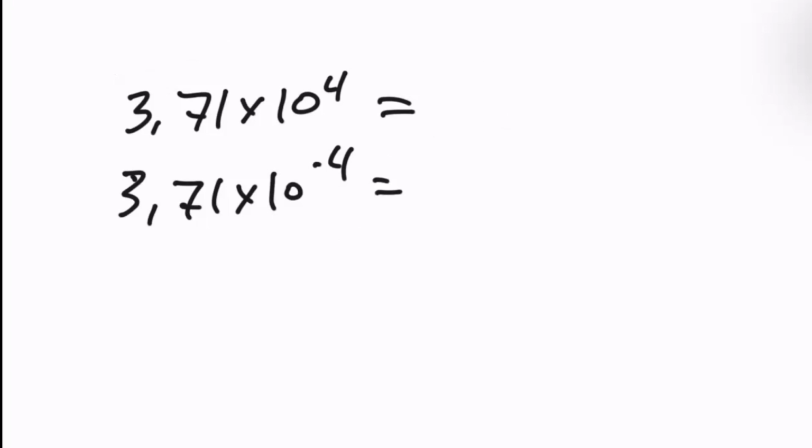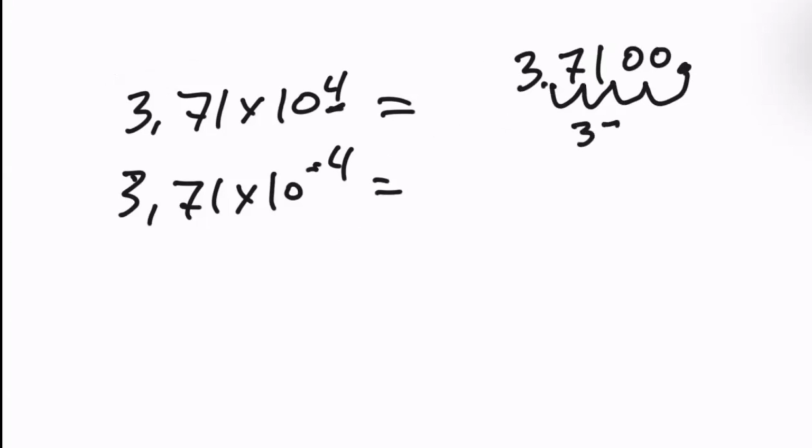All right, so let's go through. 3.71 times 10 to the fourth. We're going to make this number bigger, right? Because this is a positive 4. So it's going to go 1, 2, 3, 4. We're just going to fill in zeros. And so the answer is 37,100. That's equal to that.